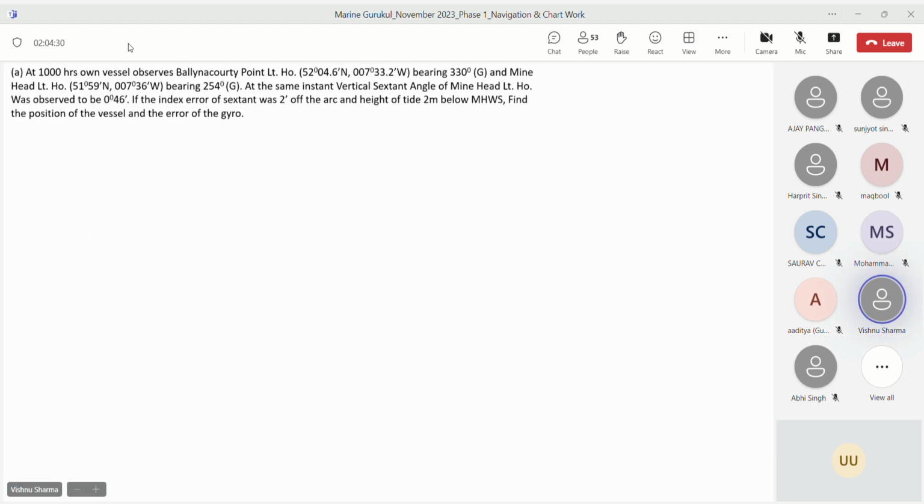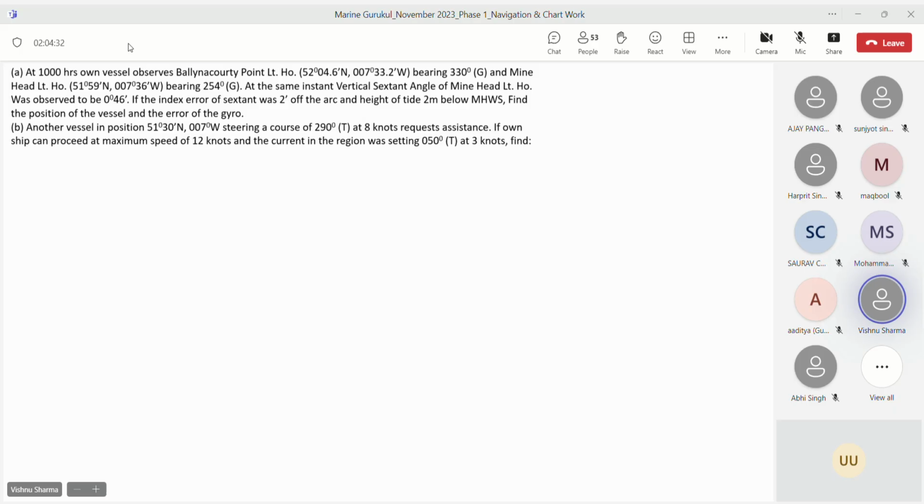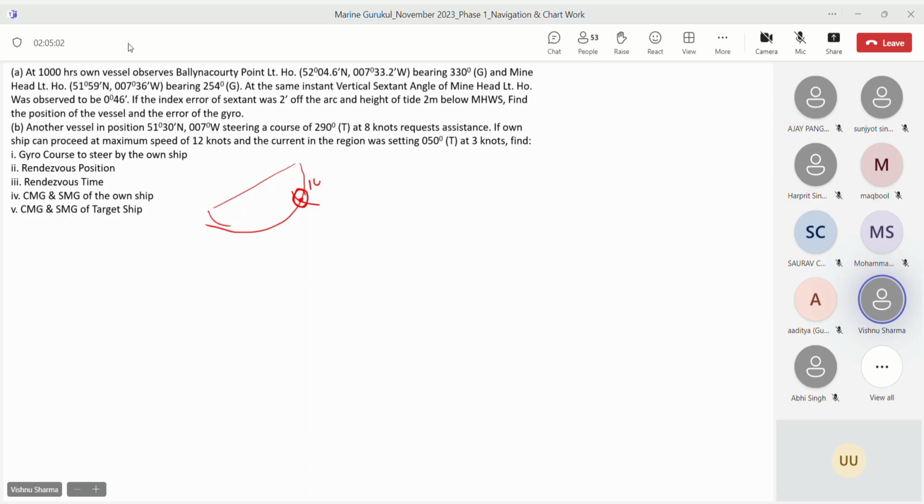Okay, let's do this one first and then the second one. Now, guys, on that chart, you will have Minehead and Bellinacoti. And of course, somewhere you'll draw a position circle by vertical angle, and this is by horizontal angle. By vertical angle, you will have the vertical angle of Minehead. So the vessel is somewhere here. This is the own ship, right? At 1000 hours. Correct, beta?